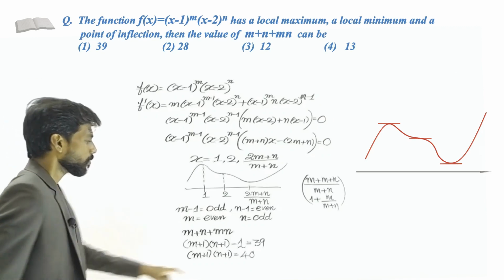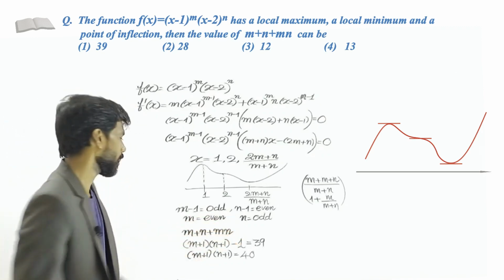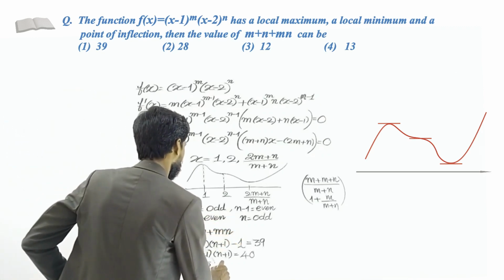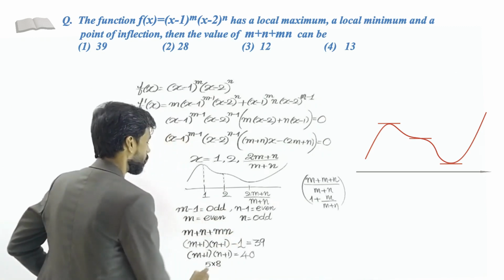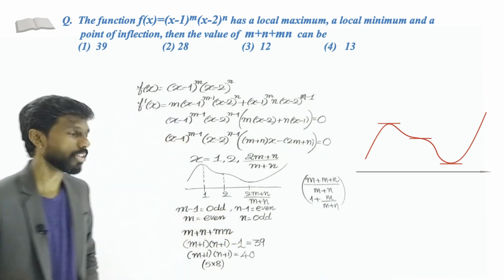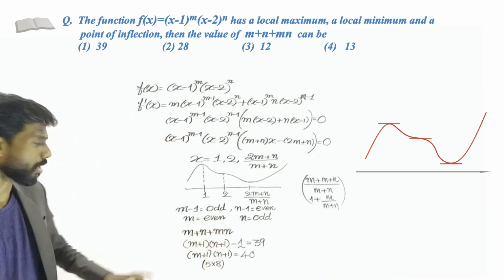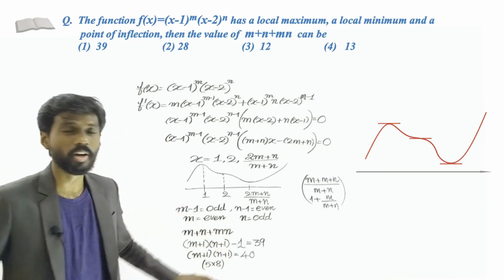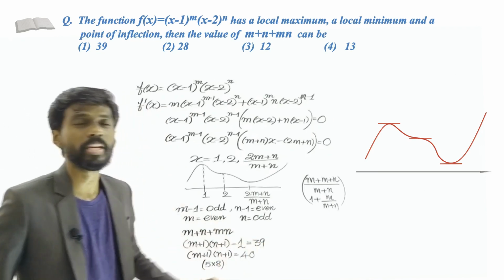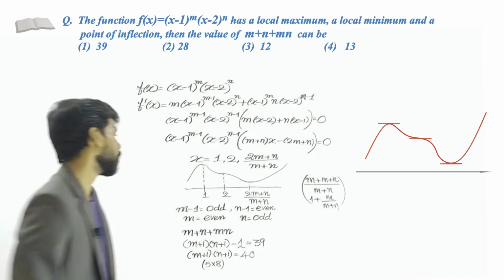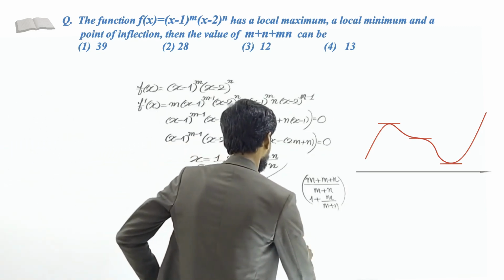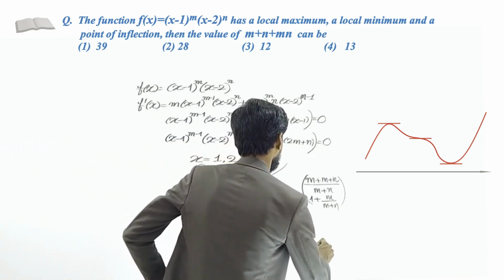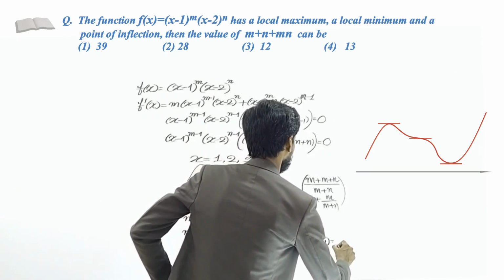Okay, yeah, 5 multiplied by 8, so that is 40. So it is possible. One of them is even, the other one is odd, so that means this value can be equal to 39. Okay, done. Now is it possible that this value is equal to 13?